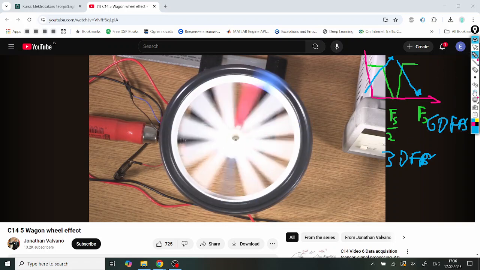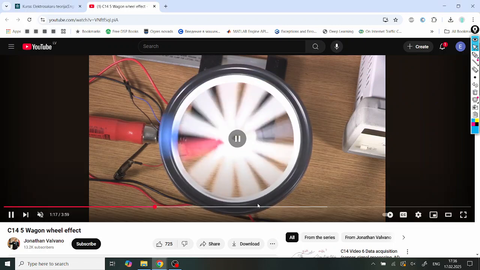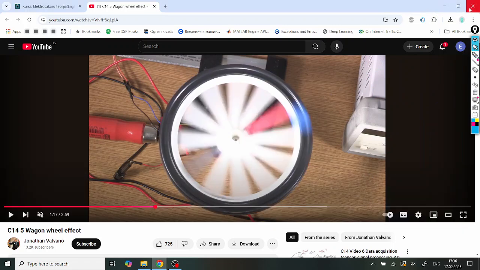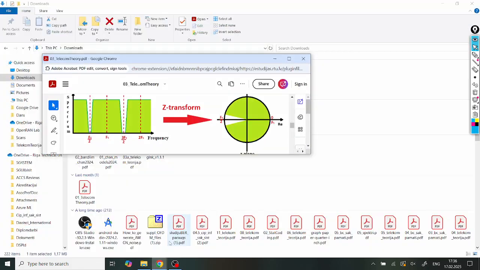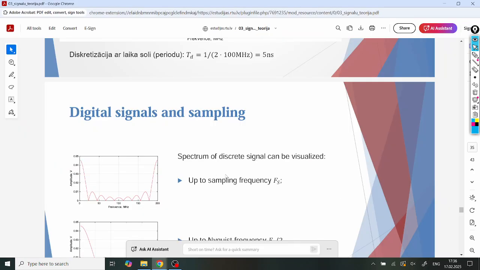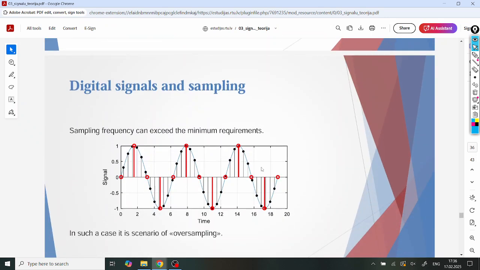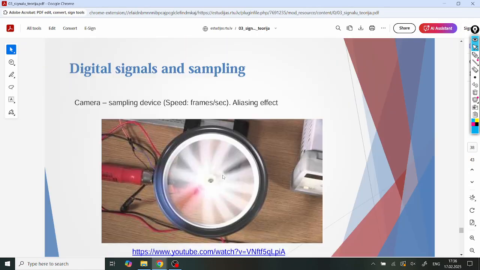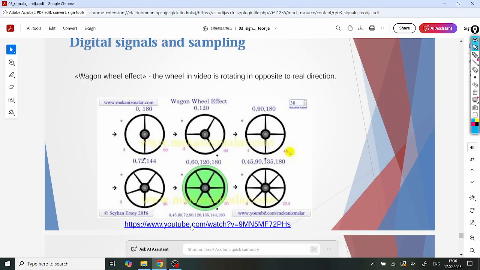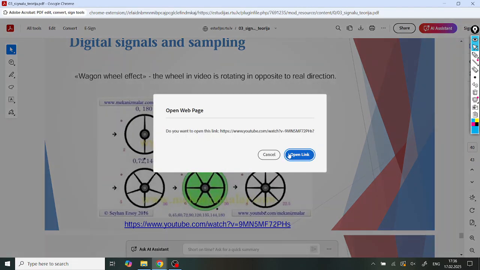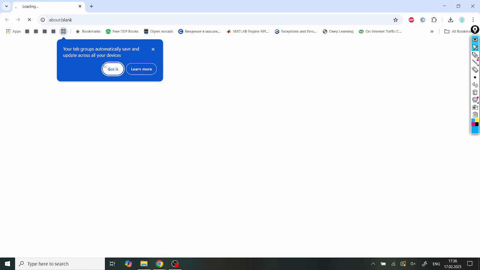Okay, so with that in mind, this demonstrates the so-called wagon wheel effect, which you may observe in some older movies, when the cameras were not 60 frames per second or even slower, when wagon wheels were rotating in different directions than they were supposed to. Now here there is another video link, which I'm not sure works, and we are slowly getting to the end of today's lecture.